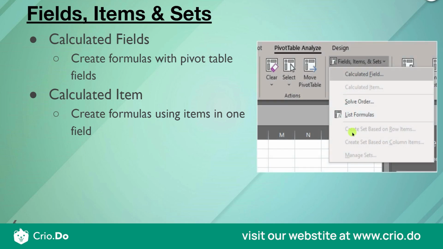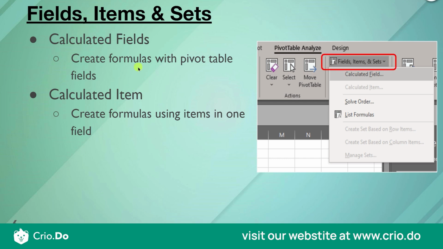In this screenshot you can see the PivotTable Analyze tab. This is enabled only when we have a pivot table in the workbook. After that we just need to go to PivotTable Analyze, and then we have Fields, Items, and Sets. There we can see Calculated Field and Calculated Item, and depending on the requirement of your application or project, you can go for both. You can pick any one as well.